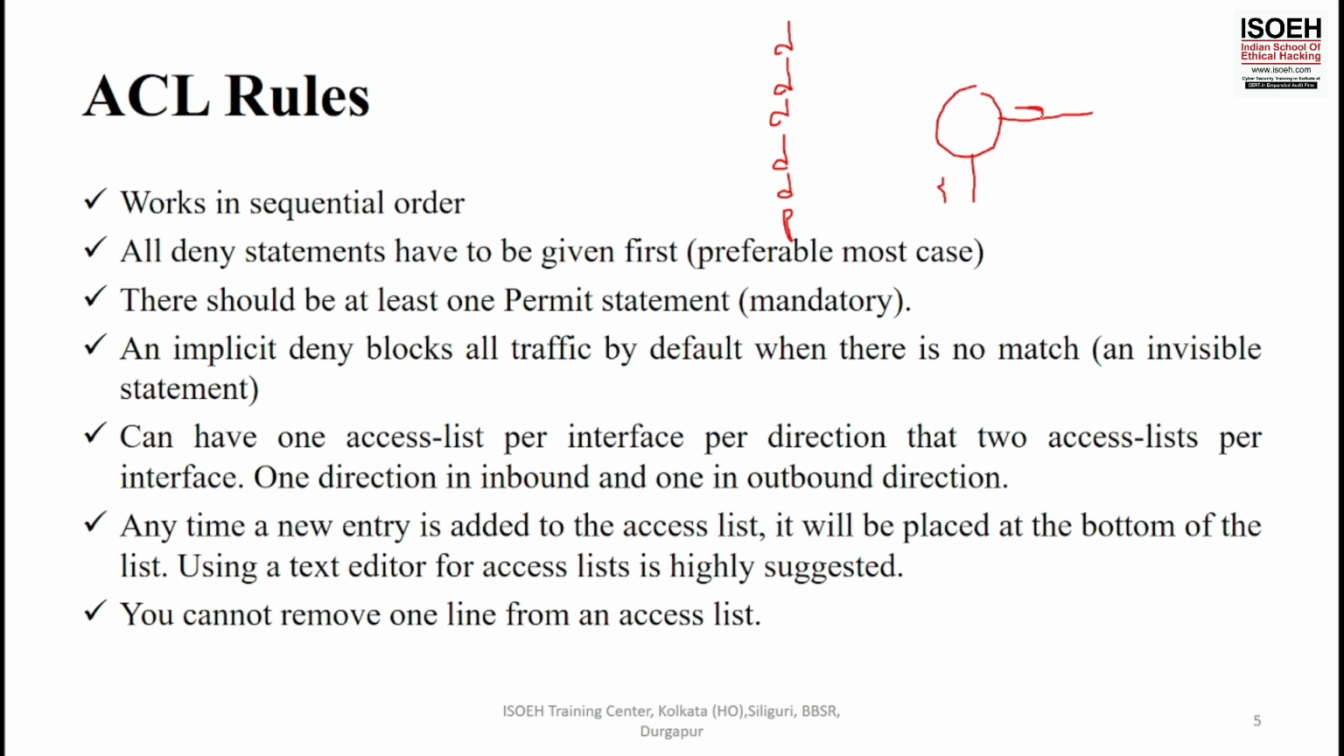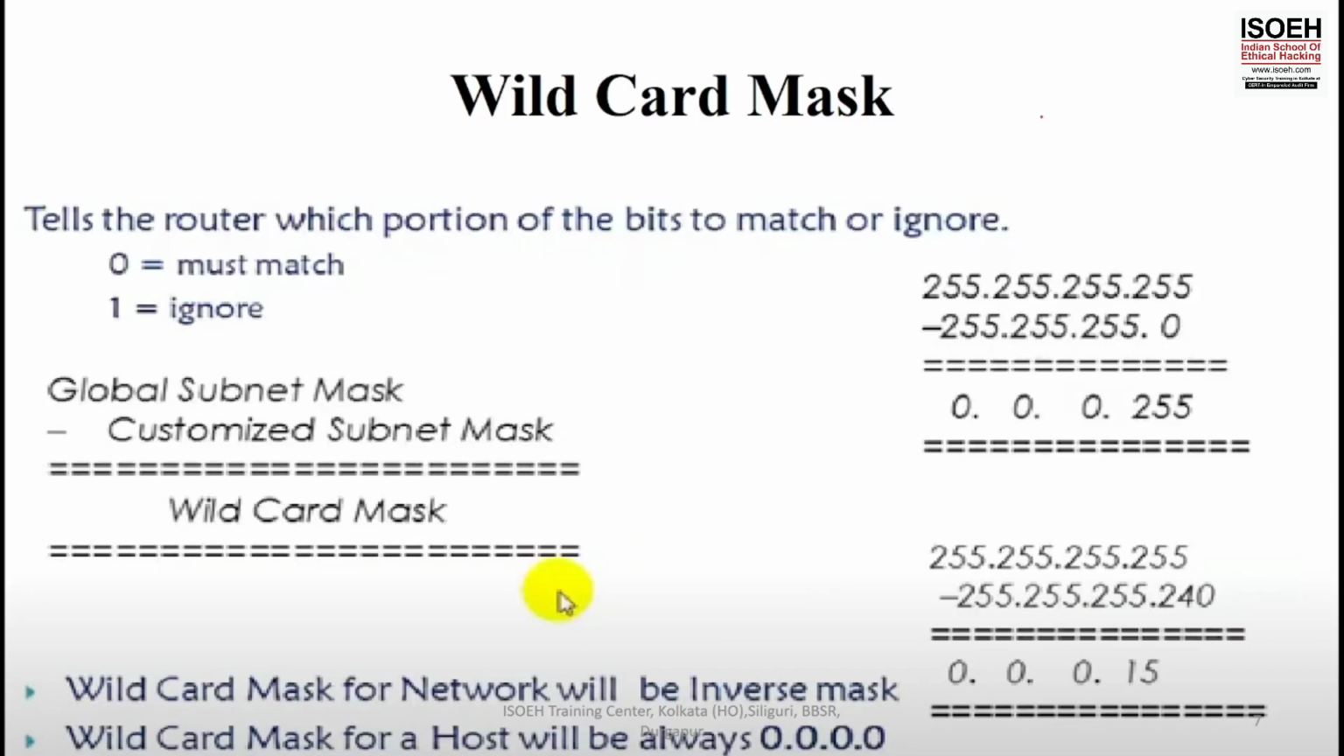If by mistake you configure one rule and you want to delete that particular mistaken rule, then if you remove that one rule, the entire rules will be removed. So keep in mind, if you remove one rule, the entire rules will be removed. Now we will perform this lab, and in ACL we are using wildcard masks.